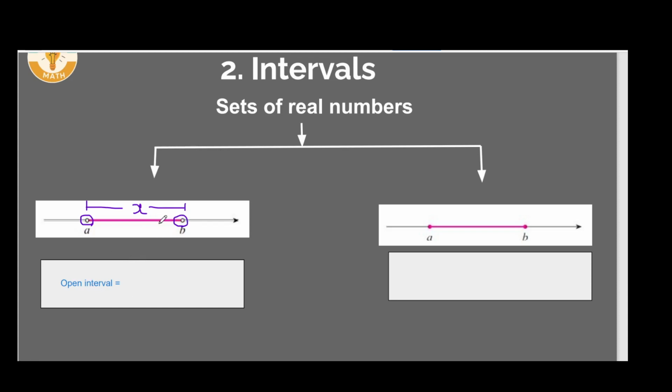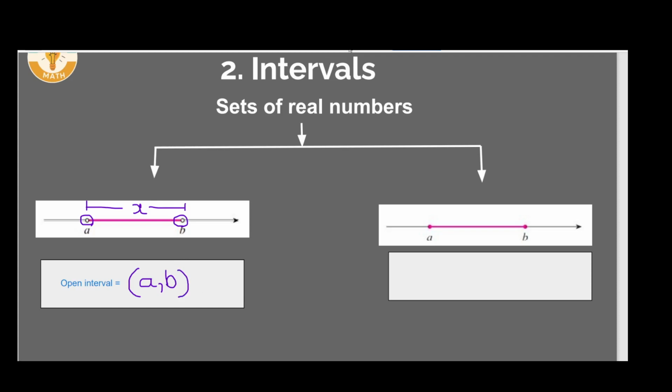If you want to describe it in notation, you can write it with an open bracket, like a round bracket, and the value of X lies between A and B but does not include A and B. So we describe it with a round bracket.